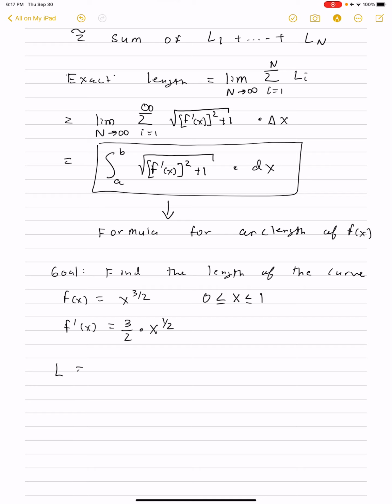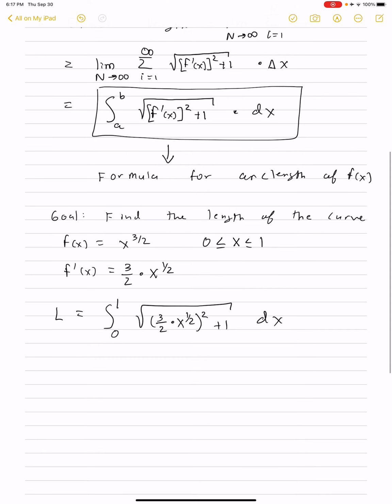Then we apply the formula that we just derived. So a is 0, b is 1. I'm going to get the square root of (3/2 times x to the 1/2) squared plus 1. I'll then integrate with respect to x. Let's just clean this up, and we'll have the integral of the square root of 9/4 x plus 1 dx.